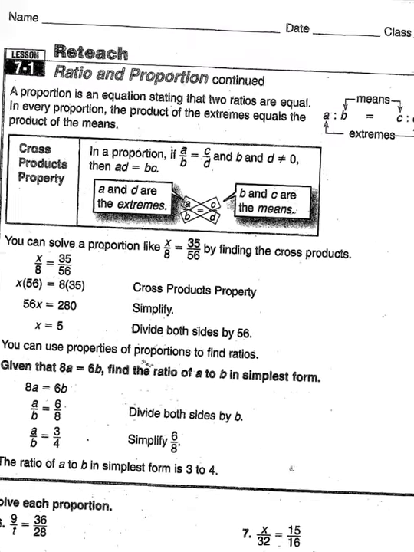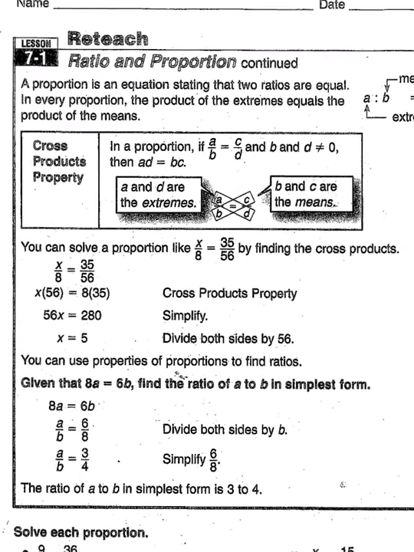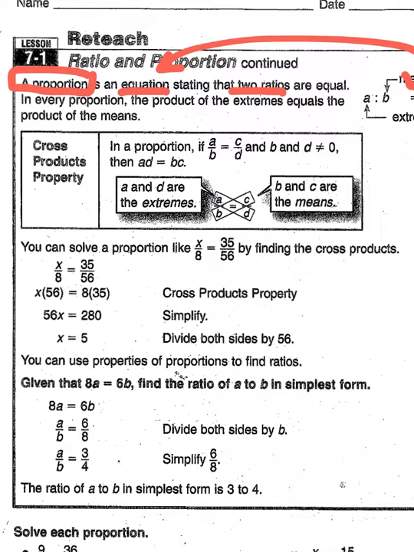The continuation to section 7.1 is when they're talking about proportions, okay? So what is a proportion? Well, a proportion is an equation. So you have to have an equals, okay? And you're stating two ratios. Okay, so the form would be A over B equals C over D. That is given in the cross product property.